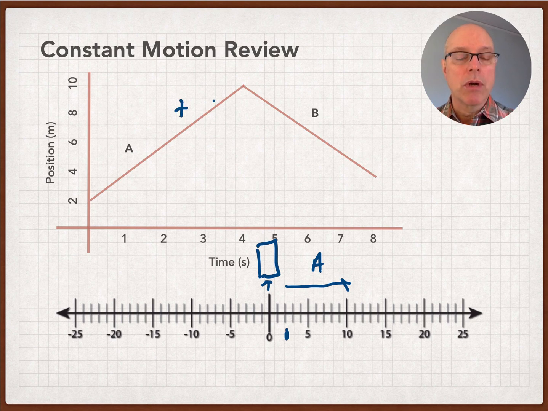Graph climbs, graph goes up. You're moving to the right in our lab. That's what the positive direction was. Later, you turn around and you walk from 10 meters on back to around 4 meters in section B. You were walking in the minus direction. How could we tell? The graph was declining.